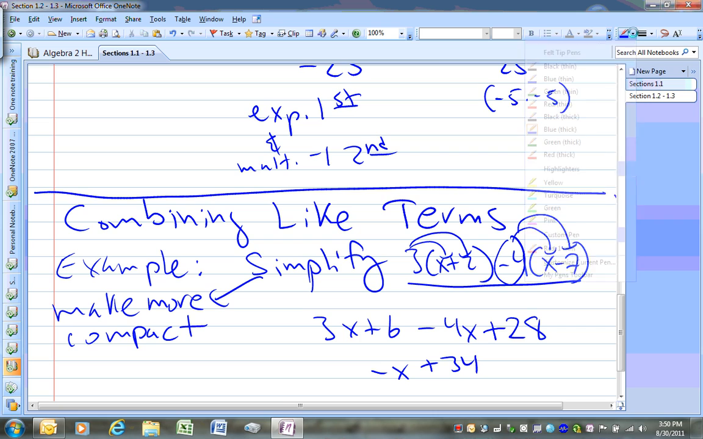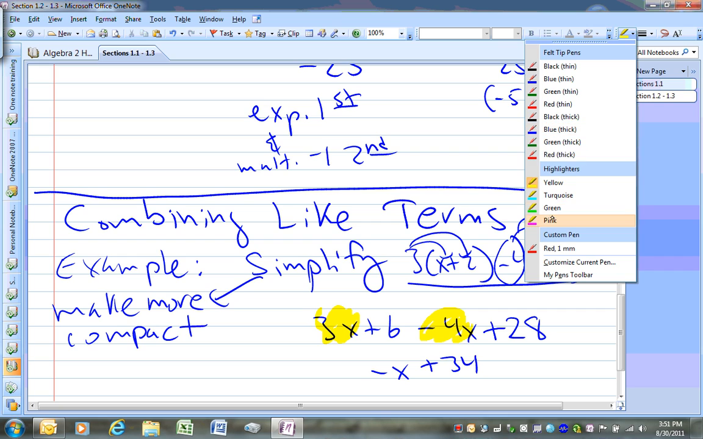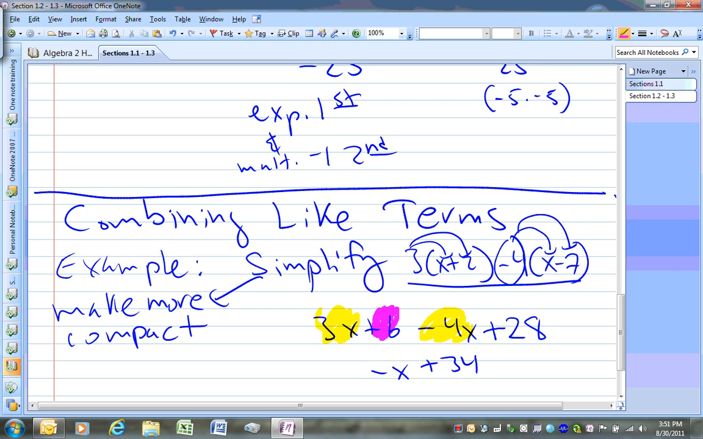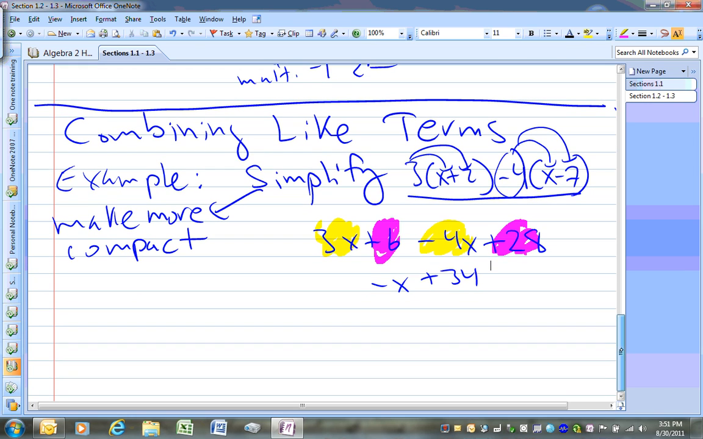Notice how these are like terms. And notice how these are like terms. So that's what's meant to combine like terms. 3x minus 4x is negative x. And 6 plus 28 is 34. I think that should be fine for section 1.2. You got the basics there.